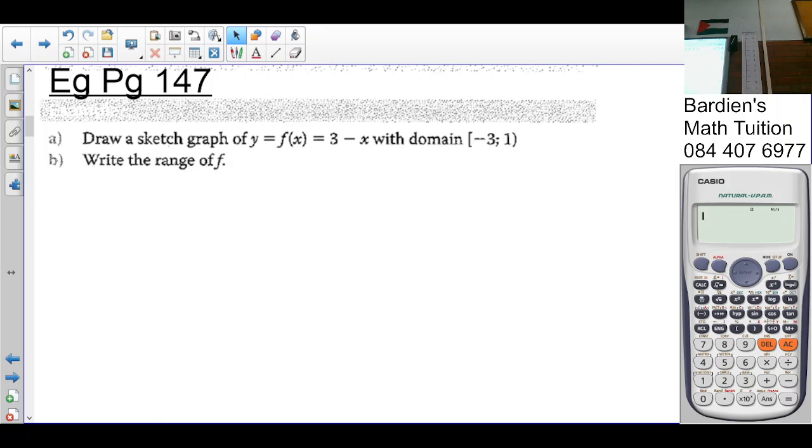So when we look at this graph here, there's many ways of doing it. It's either you draw the graph first, and then we cut off what is needed and erase what is not needed, or we just take a few values on this graph. The question says, draw a sketch of the graph y is equal to f of x equal to 3 minus x with a domain negative 3 and 1. So if it says with a domain negative 3 and 1, what does that mean? What is domain? Or possibly x value. So here we have the restricted domain on this graph.